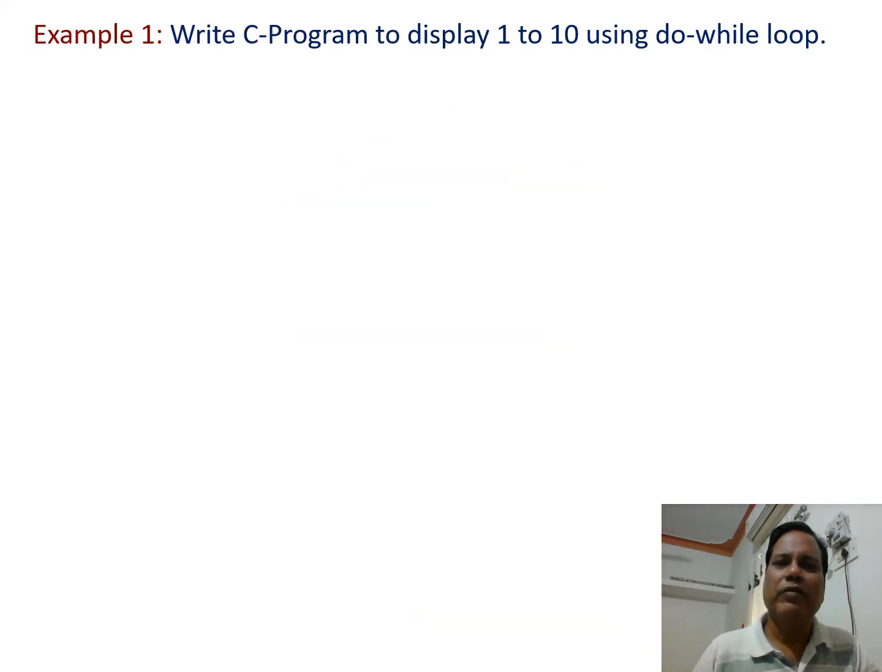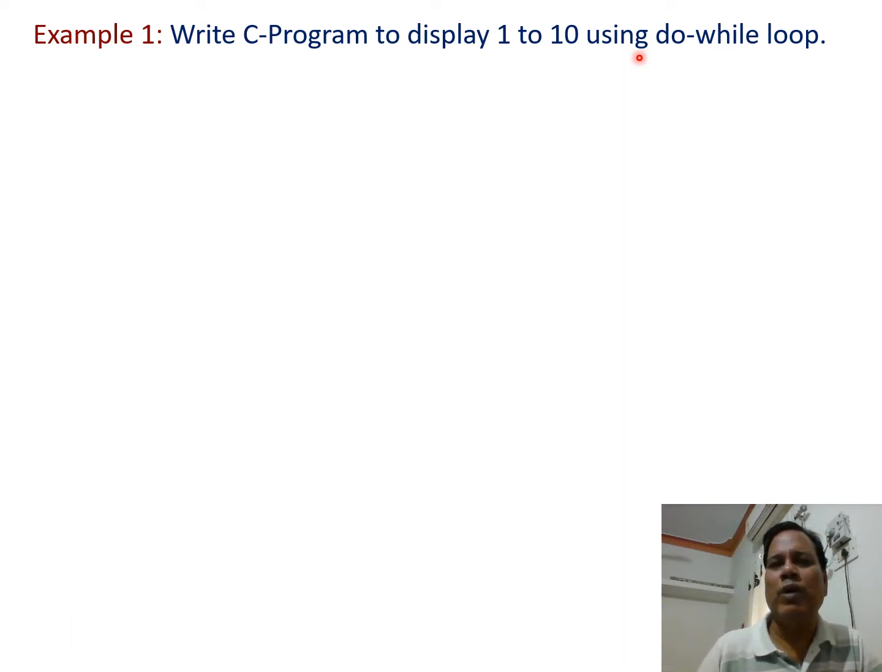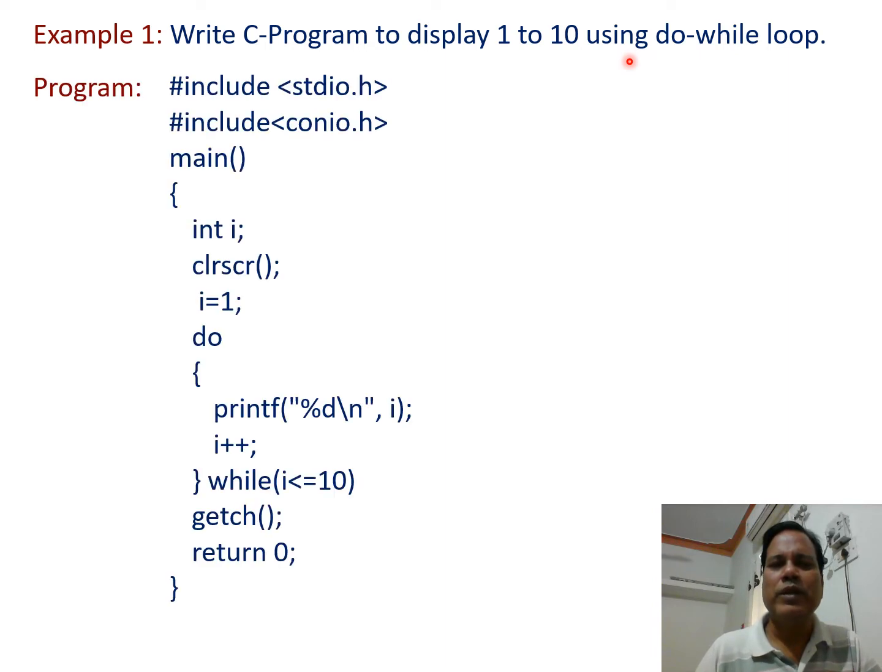Now let us try to understand the do while loop through some examples. In example 1, we have to write a C program to display 1 to 10 using the do while loop. This program has already been discussed using the while loop, but this time we have to use the do while loop to display 1 to 10. So the program can be written like this.